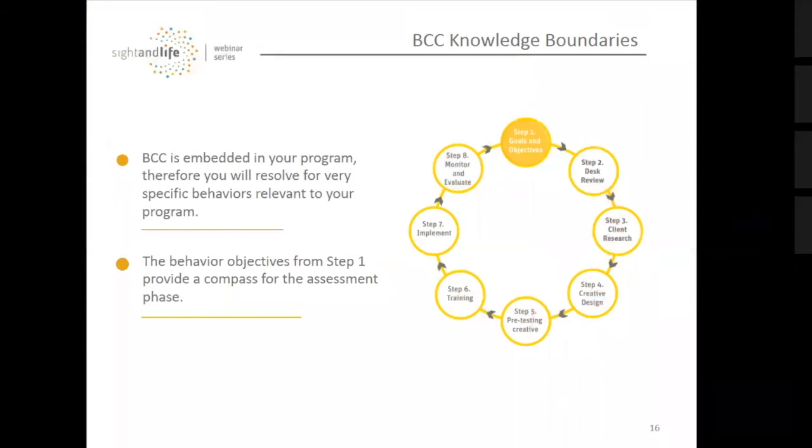So firstly, the knowledge boundaries are set by the program itself, because you're resolving for very specific behaviors. And secondly, the behavior objectives we set in step 1 guide what is relevant and what is useful to you and what information is outside of scope. So this is how we can set our knowledge boundaries and define our knowledge needs.